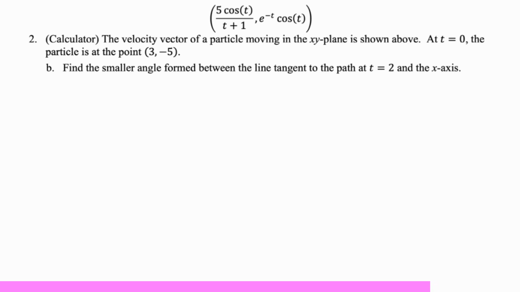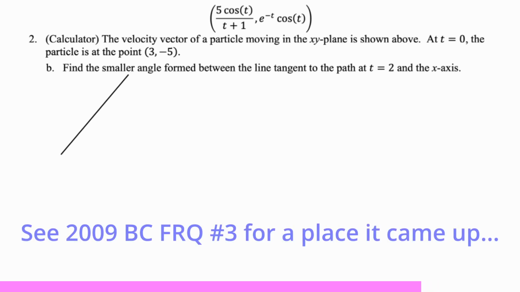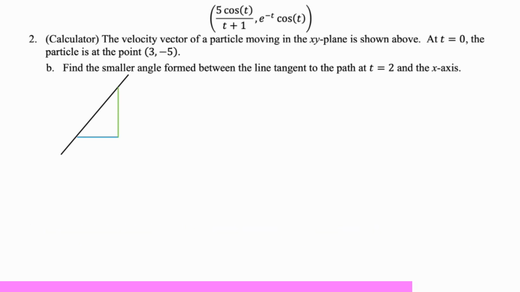In case you don't remember this, because this doesn't come up all that often, here's a line. I mean, lines come up a lot. Here's slope. So we're like back in algebra 1, right? This is delta x, this is delta y. So the slope is delta y over delta x.